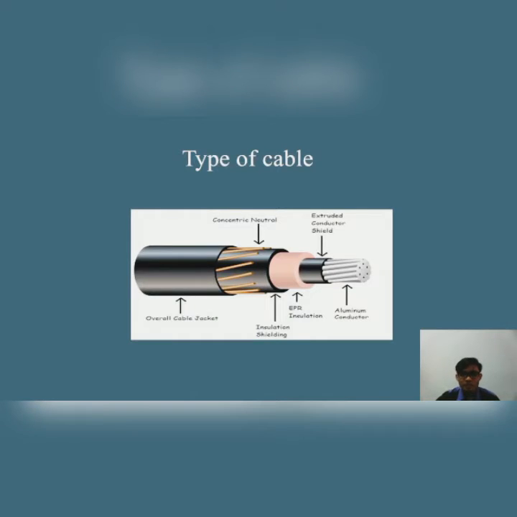Okay, the type of cable for the grounding system is power cable with concentric neutral. The first layer of the cable is the overall cable jacket, then followed by the concentric neutral, and then insulation shielding, next EPR insulation, extruded conductor shield, and lastly the aluminium conductor.